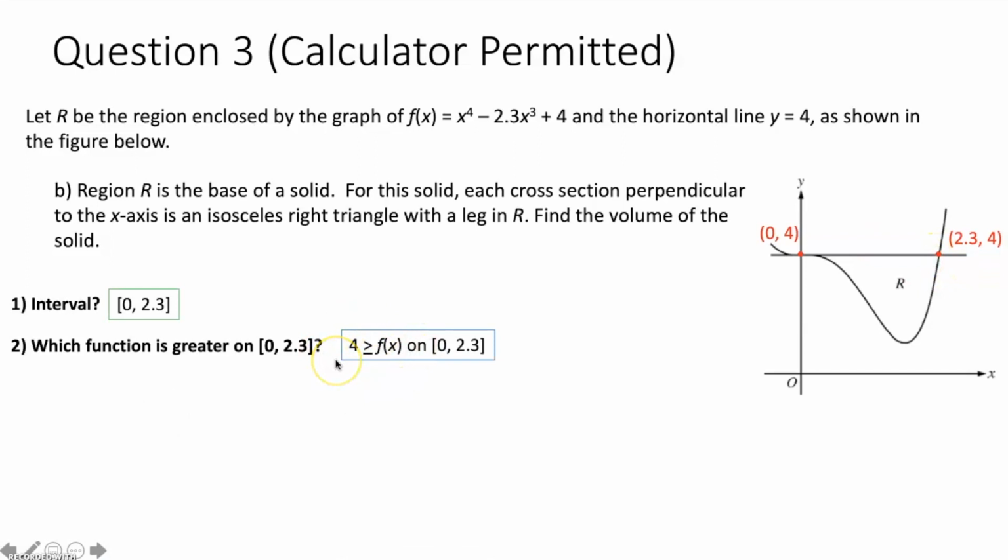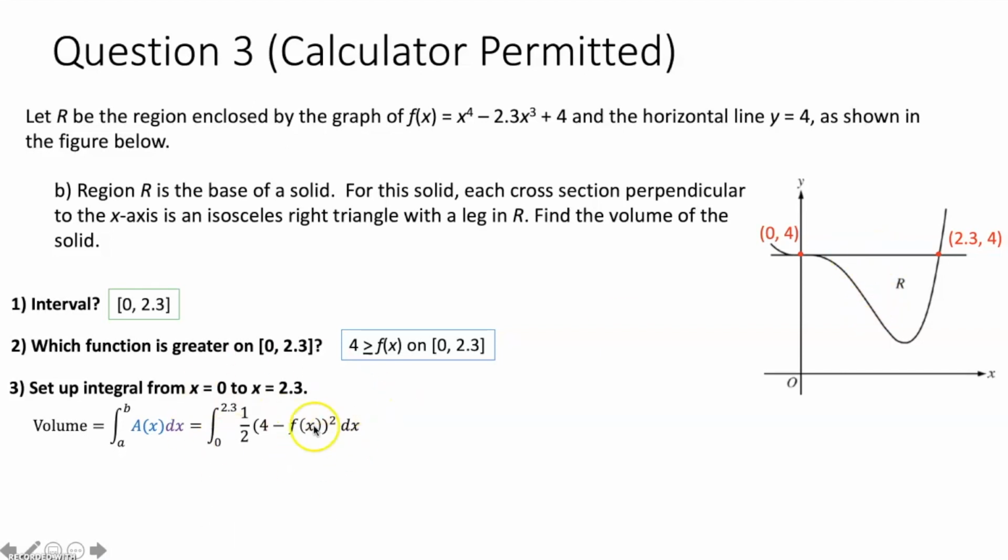With that knowledge, we can then set up our definite integral from a to b of the area formula for our given cross-section. And we know our a value is 0, our b value is 2.3. The area of our given cross-section would just be 1/2 base times height. But because it's an isosceles right triangle, the base and the height are the exact same measurement. So it'd just be 1/2 base squared. And the length of the base we determined from our figure over here would be the distance from y is equal to 4 to f of x. So that distance is just 4 minus f of x. Now we have set up an integral that, when evaluated, will give us the volume of this solid.